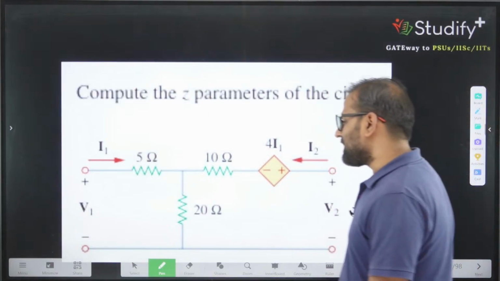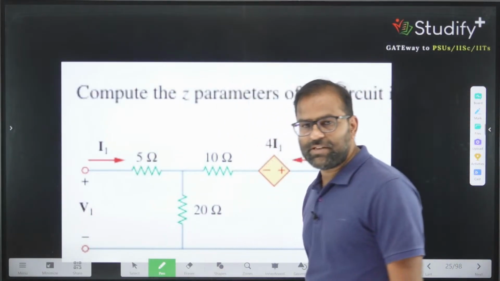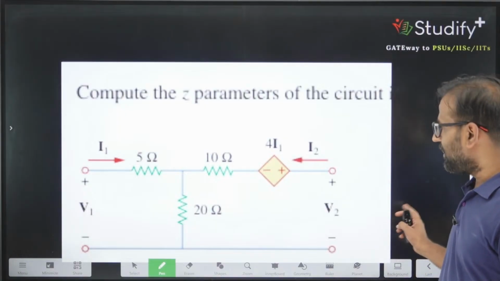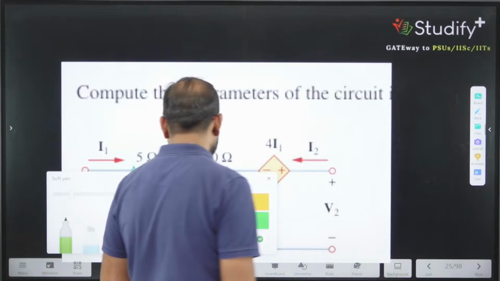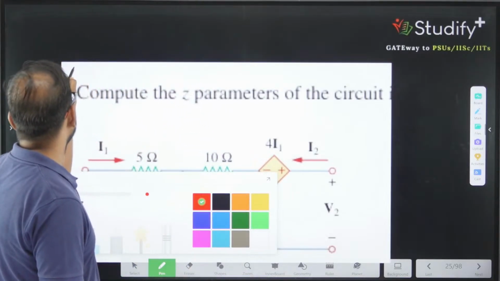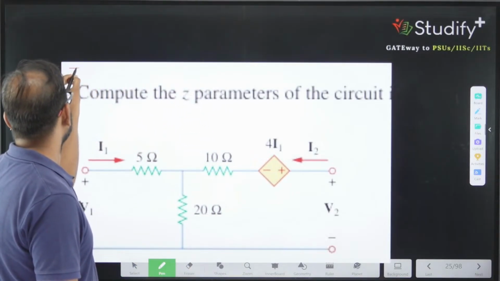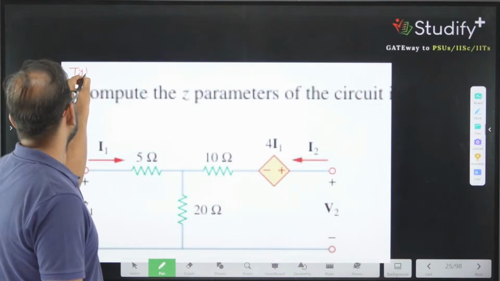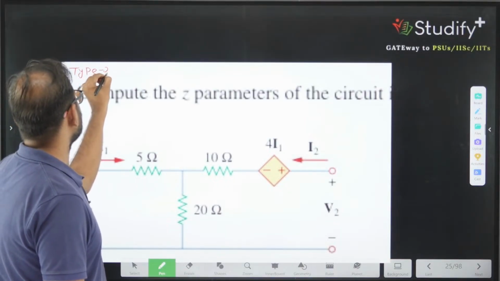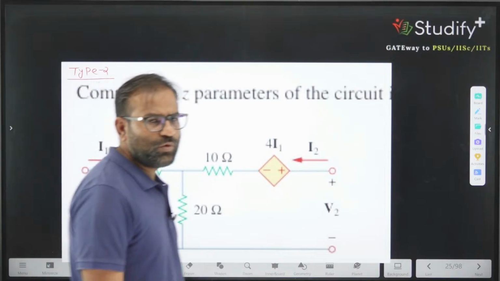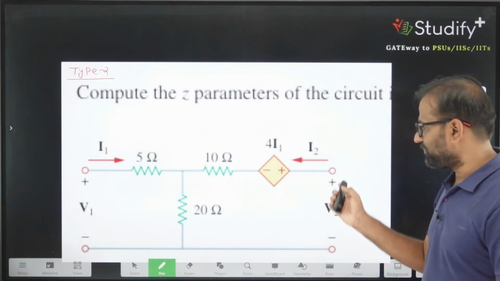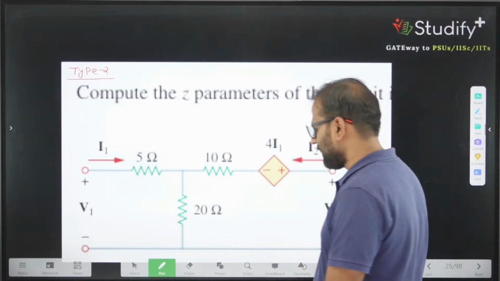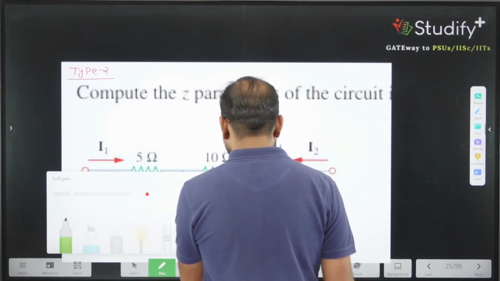What is next? Next, let's say when we are having dependent sources in the network. This is the second category. So you can say this is the second type of questions you will get. Type 2, you are having a dependent source inside the network. So how will we approach the type 2 category?